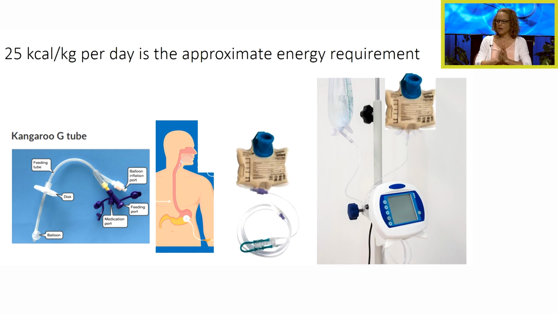It's about 25 kilocalories per kilogram per day, which is the energy requirement that our patients need. And this is always determined by the dietitian in concert with the physician and the rest of the team to keep our patients well nourished. So that is all I wanted to cover in this short section for you. And now you know the difference between an NG tube and a PEG tube.